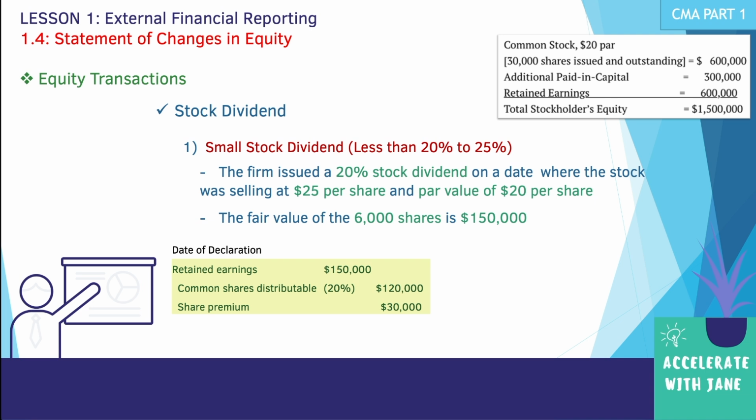As I mentioned earlier, any difference between the fair value and the par value should be credited to share premium. In this case, the difference is 30,000 US dollars. On the date of the issuance, we debit common shares distributable and we credit common shares by the amount of par value. Now, for the share premium, you don't have to do anything about it.